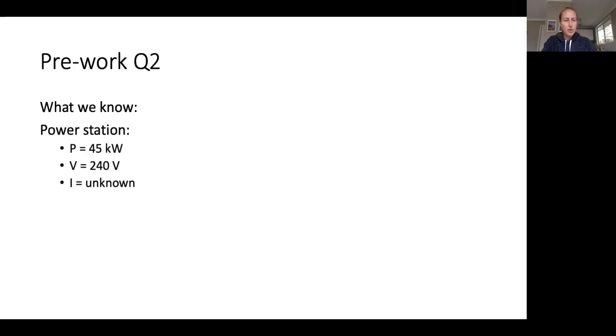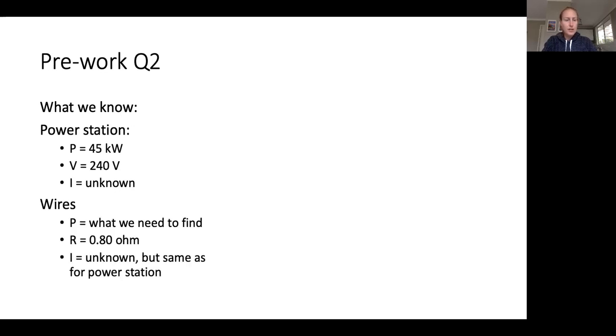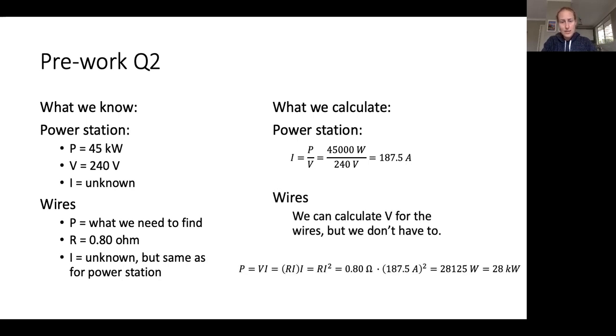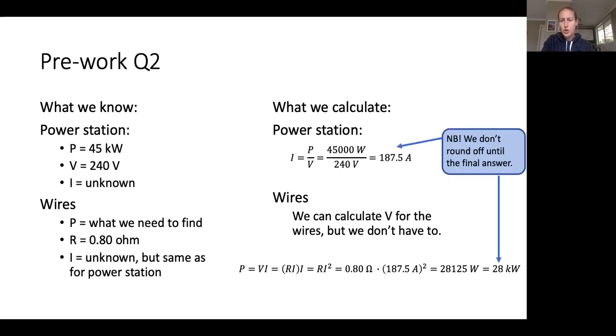And then we go through this. So we calculate I for the power station, then for the wires, this is what we wrote down. So I for the power station turns out to be 187.5 amps. And for the wires, the power is 28 kilowatts, or 28,000 watts when we round off to significant figures, which is then the answer that we would put into the question. All right, now note that we don't round off until the final answer, or else we get follow-on rounding errors.